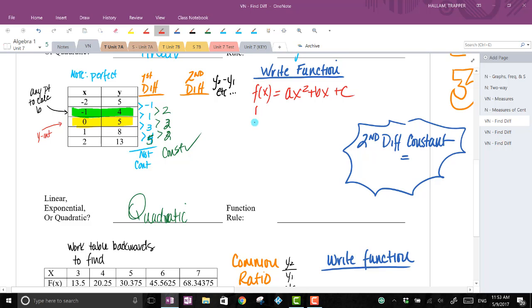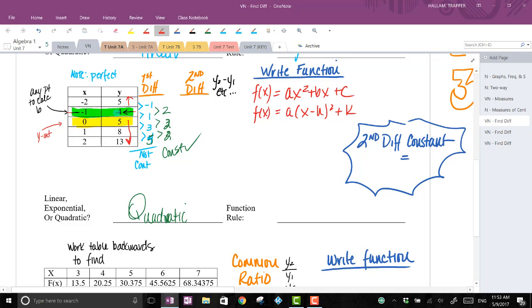We could write into, if we wanted to, vertex form, which would be a times x minus h squared plus k. In that case, we'd go a little bit different of a route. We'd need to find the vertex, which we could easily do if we could see it in our table. So I'm just going to point that out now. I'm not going to go that route, but you could see the vertex right here.